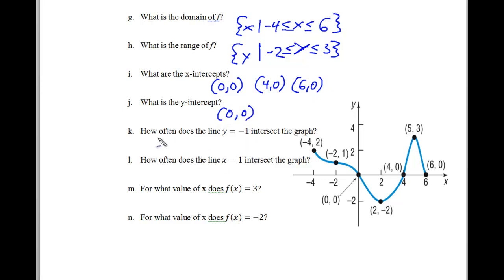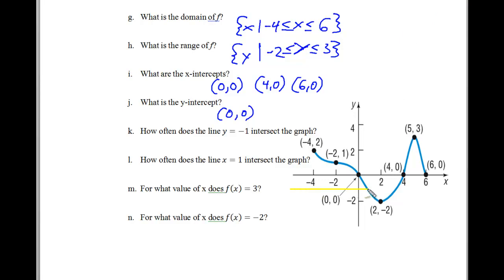And this is kind of fun here. This is how often does the line y equals negative 1 intersect the graph? Now, I'm going to change colors here and show you, y equals negative 1. That is going to be a line that goes horizontally at negative 1.